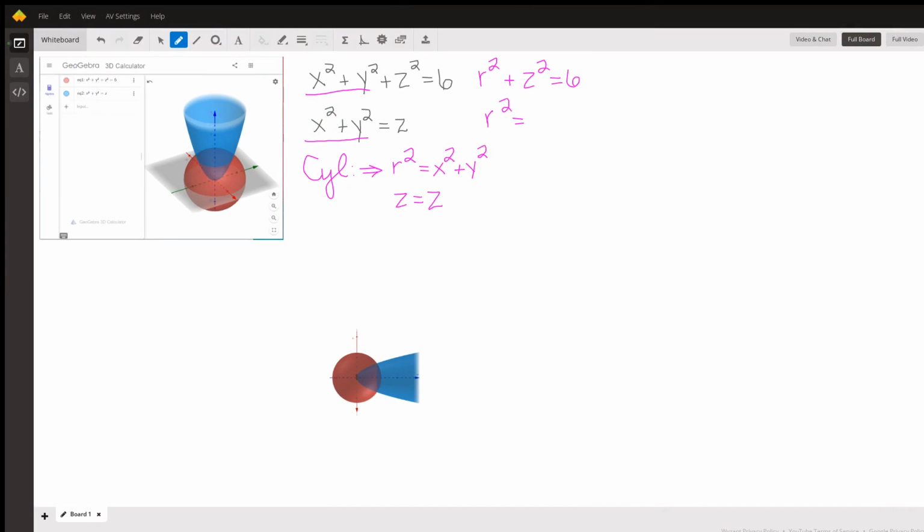Hey there, Ayaka. Let's go ahead and dive on into this question. So we're looking at the volume of the solid that's created from the intersection of a paraboloid and a sphere, and we're looking to figure out the volume.